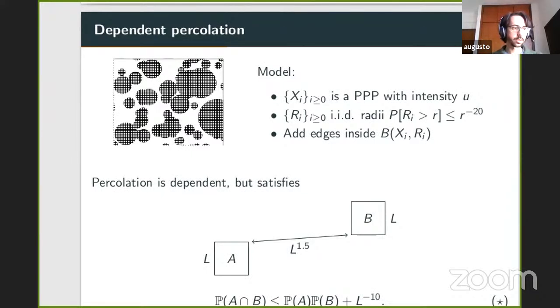So the probability of an event that's based on the box A, intersected with an event based on the box B, is bounded by the product plus some fast decaying error. This is the type of thing you can prove about models without talking about percolation. Just bound your balls: what's the probability that one big ball touches these two boxes? You do these bounds and you get this type of decoupling. It's a quantitative idea of mixing. If you have seen mixing as a concept, this is not mixing of Markov chains, although it's very related, but mixing of random environments. It's a quantitative version of mixing.